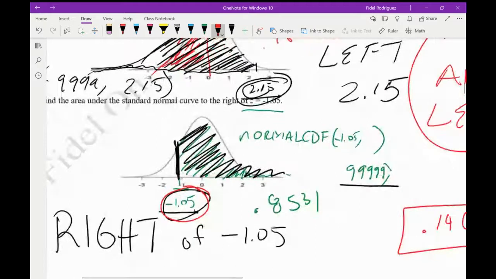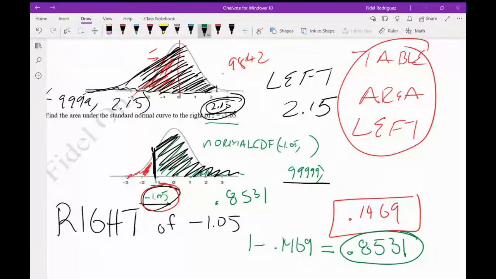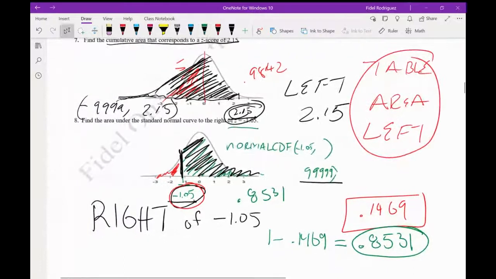What that actually told us was the area over here. Guys, if you remember, the area under the entire curve is always equal to the number 1. So if I were to say, well, what's 1 minus 0.1469? We would come up with 0.8531. The only difference is when you're using the table, you always have to remember that the table always tells you what's the area to the left of the curve, okay? It's always going to tell you the area to the left of the curve.